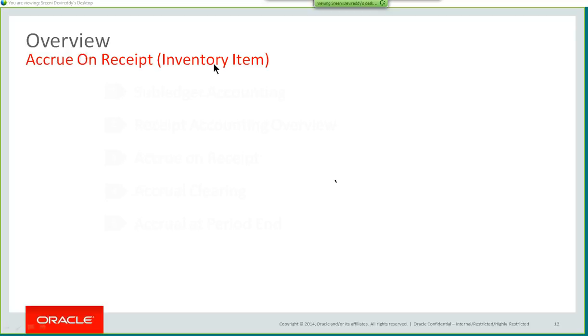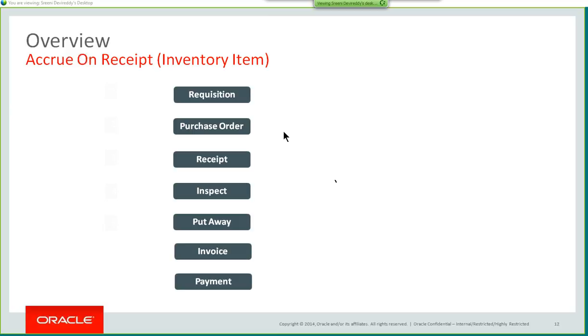For expense items, you have an option. Expense items can be accrued on receipt or they can be accrued at period end. So you have two options for expense items, but for inventory items, there is only one option, which is accrue on receipt. And we'll see what it is, and then we'll see what accrue at period end is. So let's look at accrue on receipt.